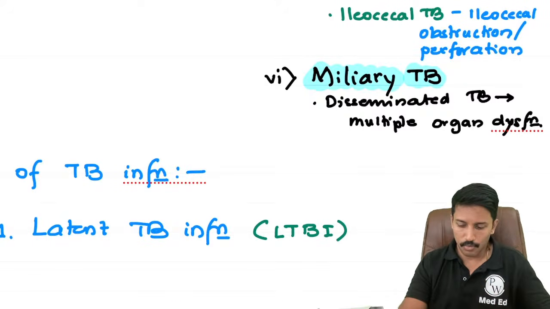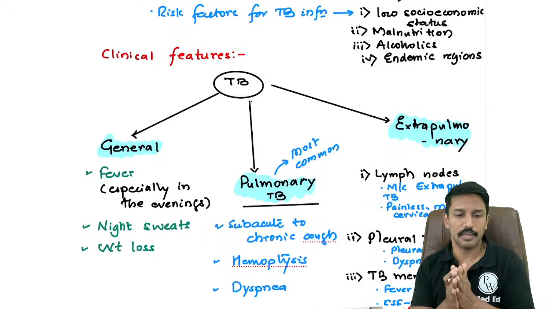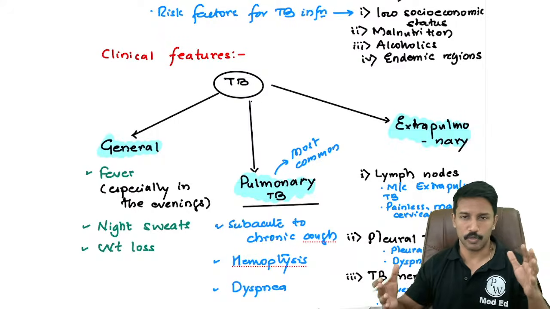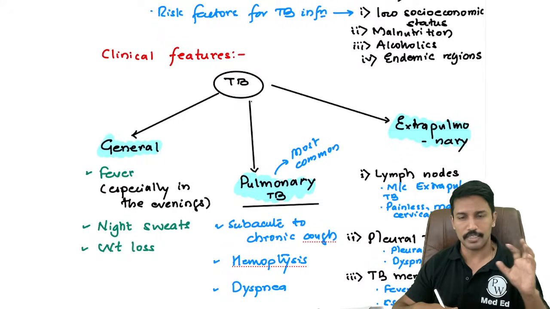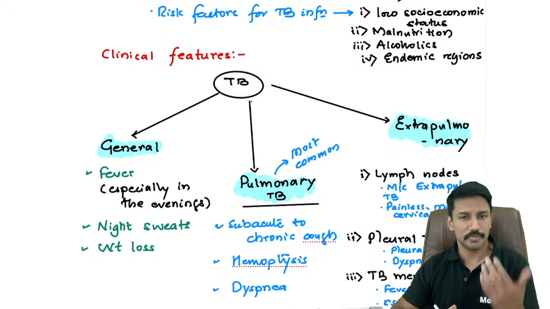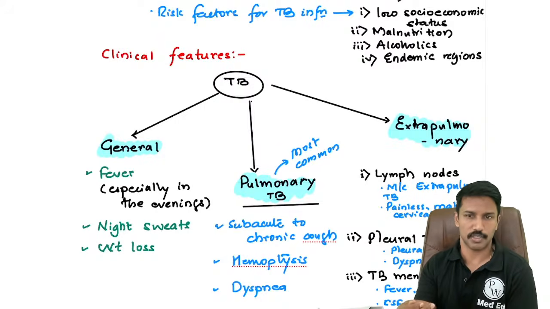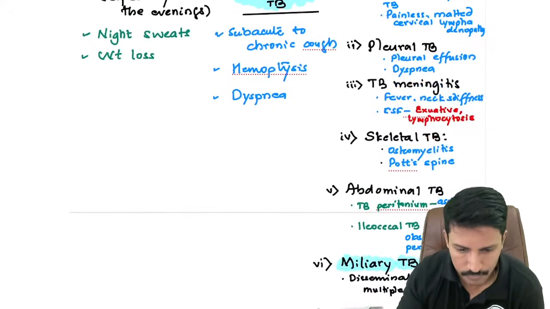Okay, so this is about the clinical features of TB. So while writing the clinical features, what have we done? We have divided into general, pulmonary and extrapulmonary. Whether it is pulmonary or extrapulmonary, patients may have fever, night sweats and weight loss. That's why we have put them under general. Pulmonary primarily presents with respiratory symptoms. Extrapulmonary, depending on the affected organ, they are going to present with the symptoms, and those symptoms under those affected organ headings we are describing it.